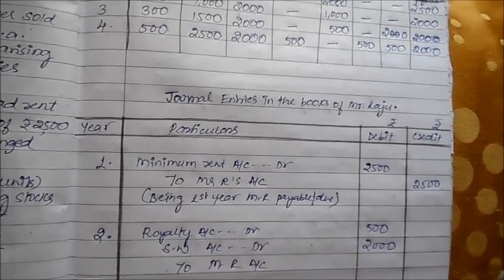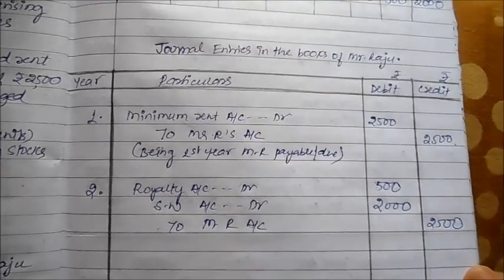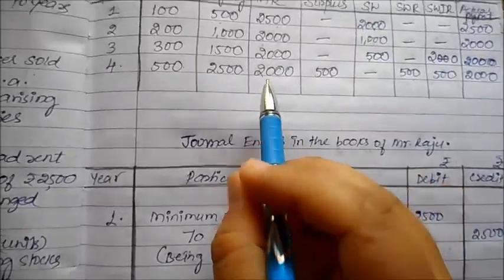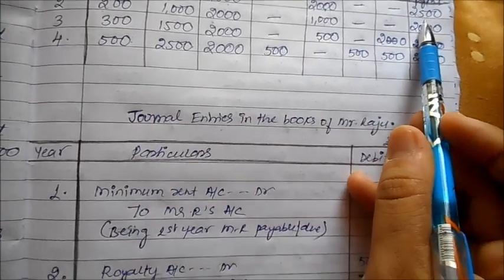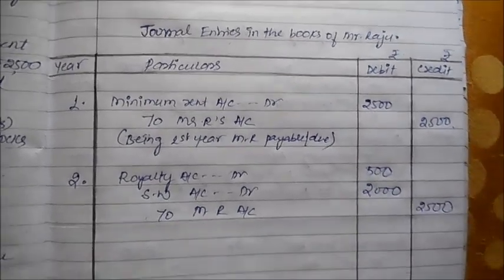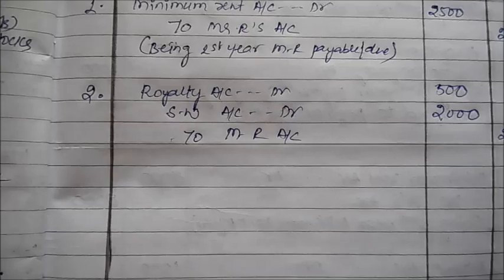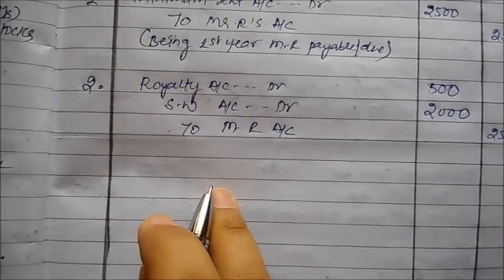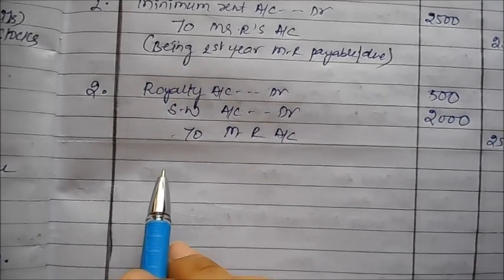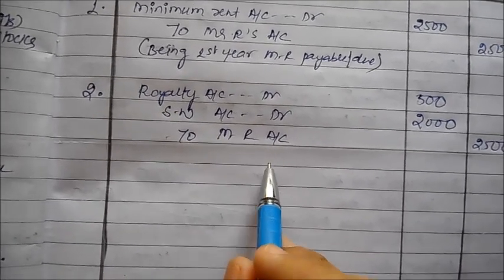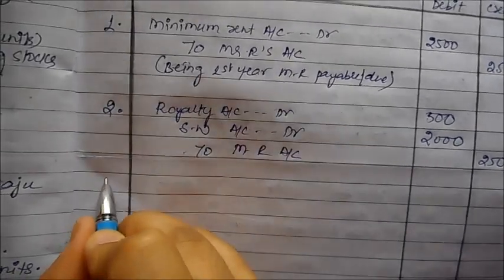I am extremely sorry for that background noise. So it became 2500 here. Okay, 500 worth of royalty, 2000 rupees of short working, both put together 2500 is what you've done. Now what is the third entry? Whatever amount of money is being due, okay, in the second entry it says being first year minimum rent comprising of royalty and short working has occurred. Okay, being first year minimum rent which includes royalty and short working has occurred.